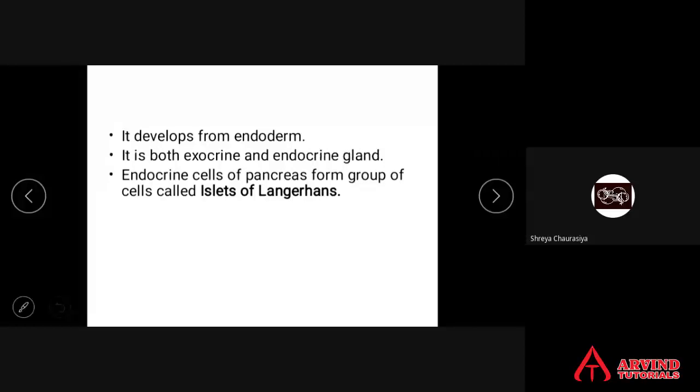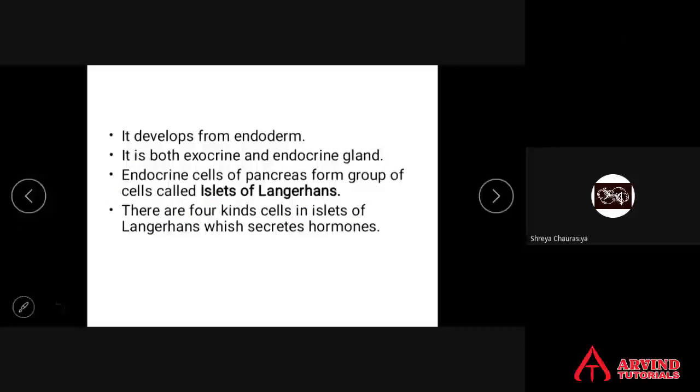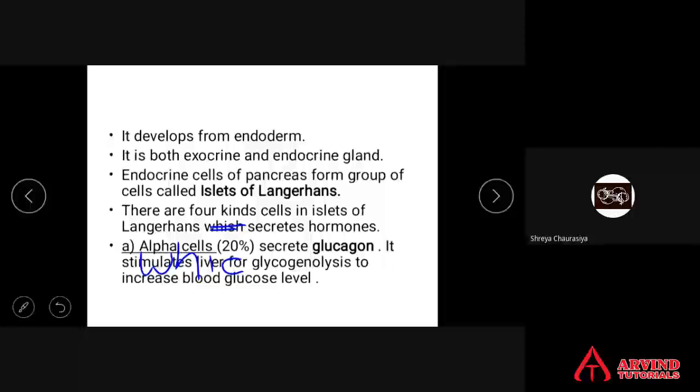The endocrine cells form groups of cells called islets of Langerhans. That is the name. Endocrine part is islets of Langerhans. There are four different kinds of cells in the islets of Langerhans which secrete hormones. Of which the first one is called alpha cells, which occupies 20% of the islets of Langerhans. Alpha cells secrete glucagon. A hormone called glucagon is secreted by the alpha cells. There are alpha cells, beta cells, delta cells, and polypeptide cells. Like that, four cells are there.